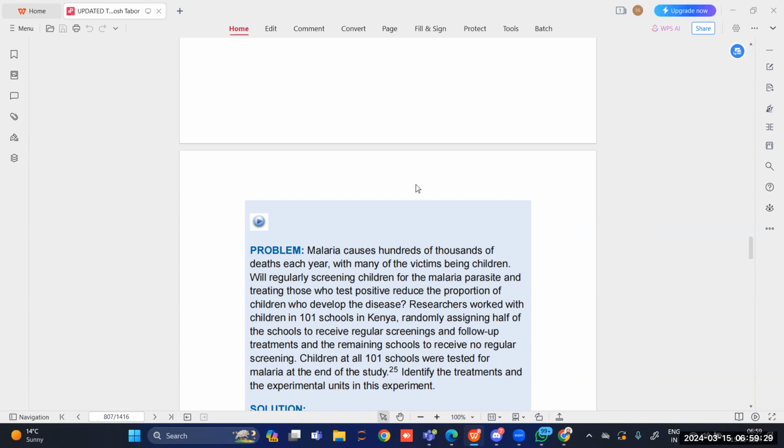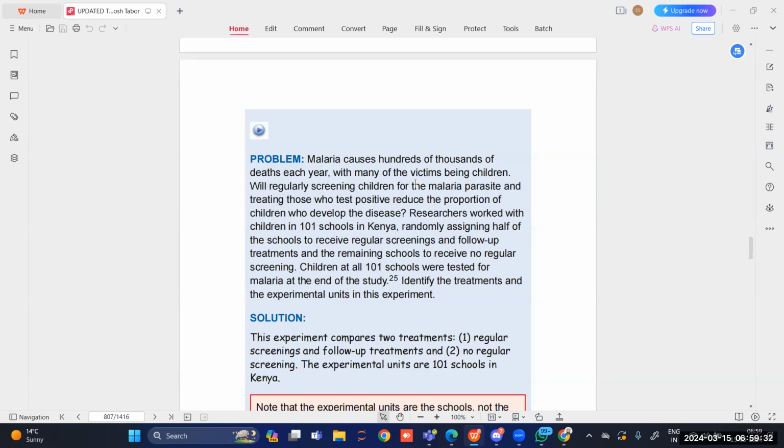So, what is the treatment? The treatment is the screening, yes or no? So this experiment compares two treatments, regular screening and follow-up treatments, and no regular screening. The experimental units are the 101 schools in Kenya. Is it clear? It was easy.